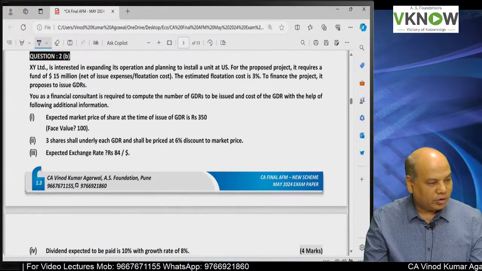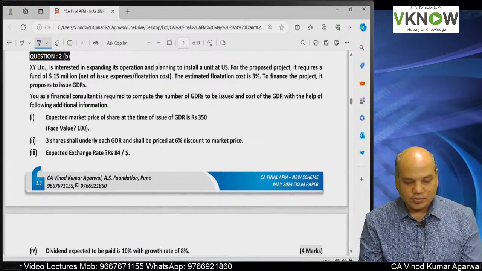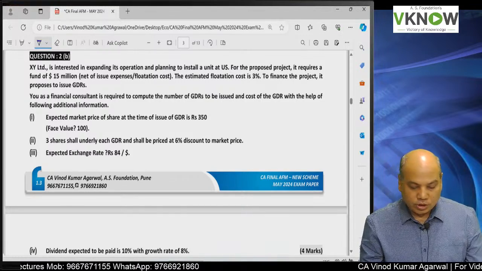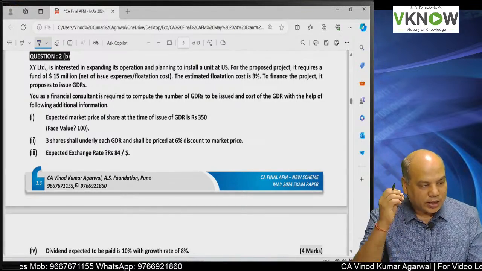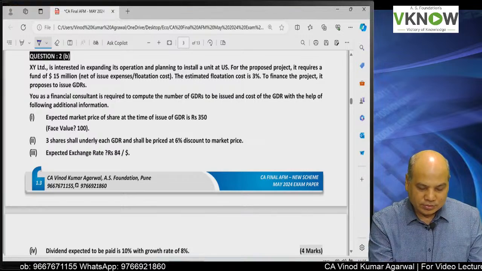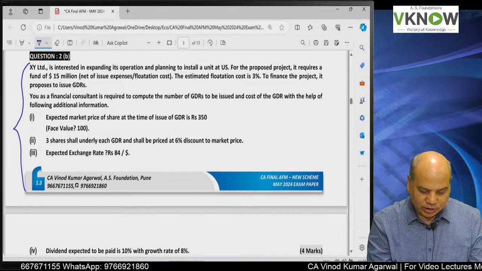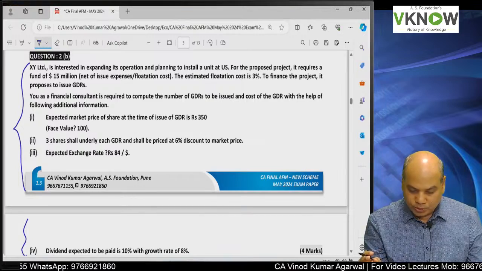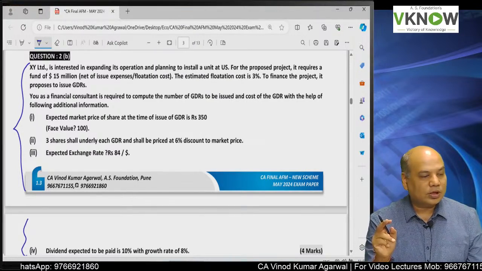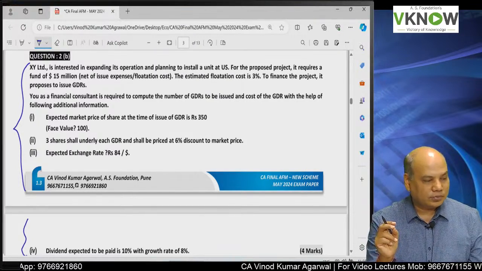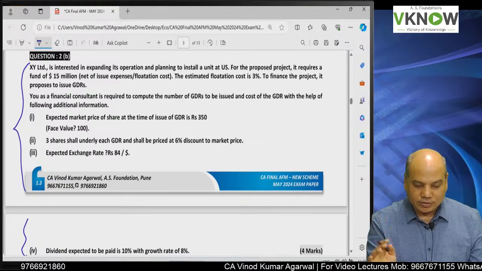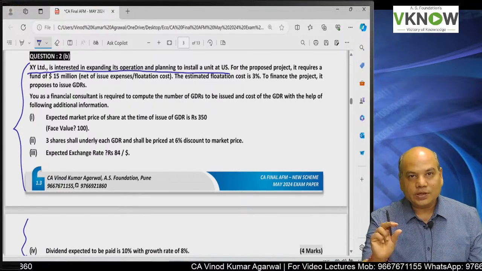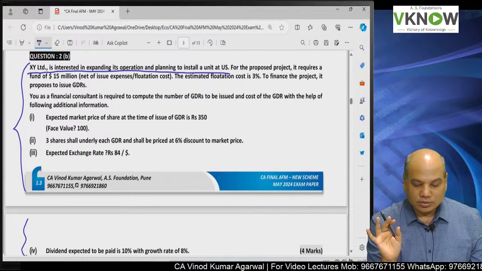Is it right? Those who are attending online, please respond. Is it right? Question number 2B. Question number 2B, very easy question. Again, several times repeated. The question is also in the study material. In fact, all questions are in the study material. 2B, 4 marks. Question on computing cost of GDR or ADR. No change in the problem. Only some figures they have changed.